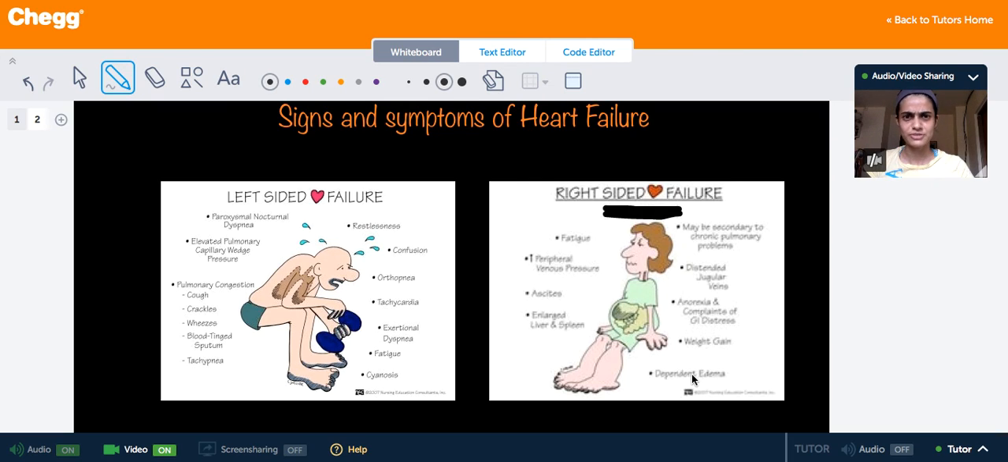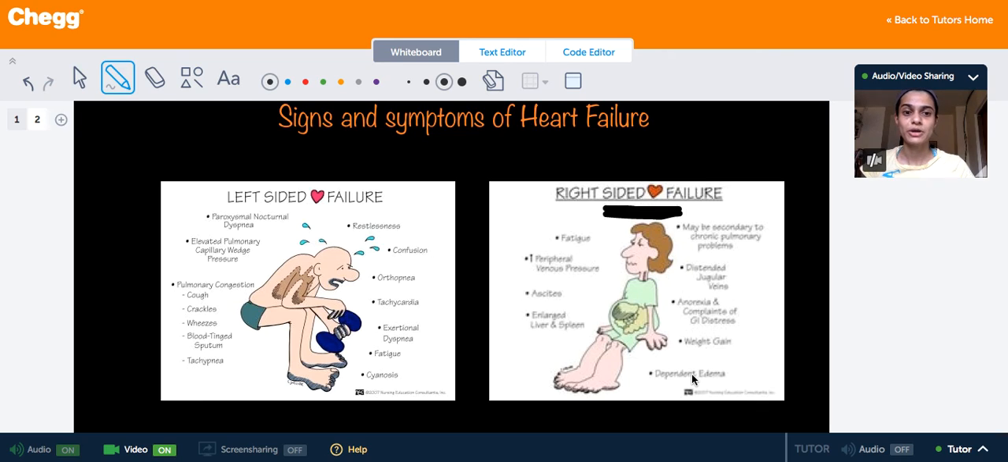So yes, these are basically the two differences between your symptoms of right-sided and left-sided heart failure, particularly the lung findings on the left side because of the congestion, and your findings of edema, pedal edema, abdominal distension, and JVD, which is jugular venous distension, on the right side.